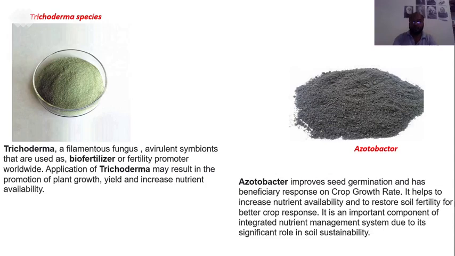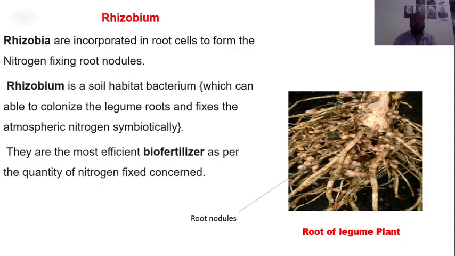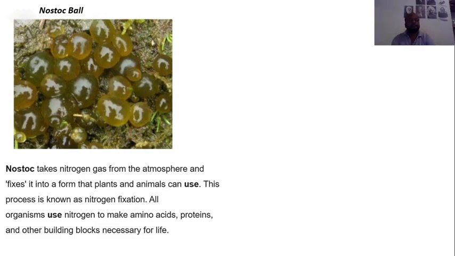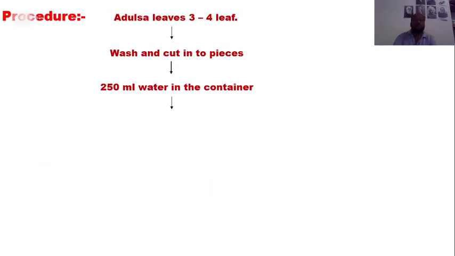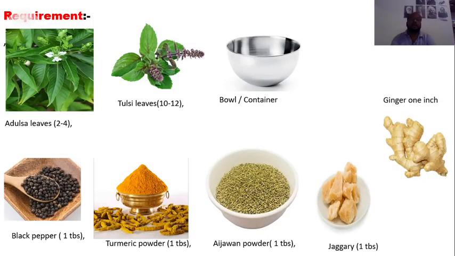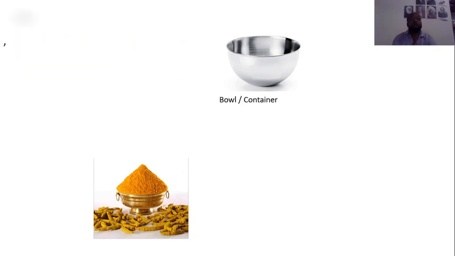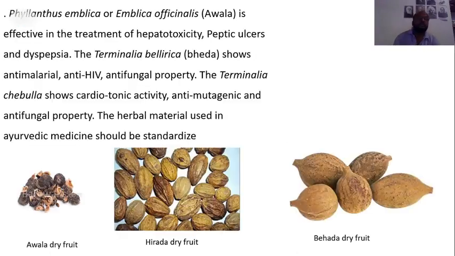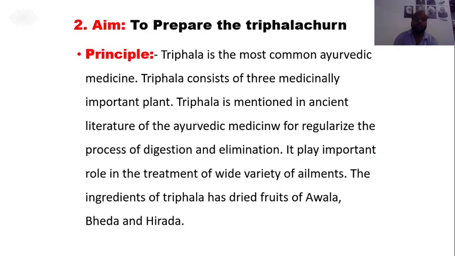So I think you have got this practical. The study of the biofertilizer is only for identification purposes. You have to identify and comment. Then one more practical is the preparation of the kada of the adulsa, which we can simply prepare, as well as the preparation of the Triphala churna. You are quite familiar with these three fruits, and therefore you can easily prepare the Triphala churna.